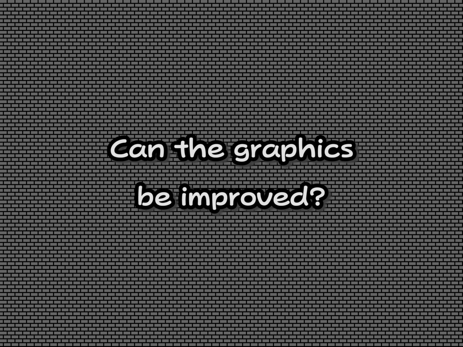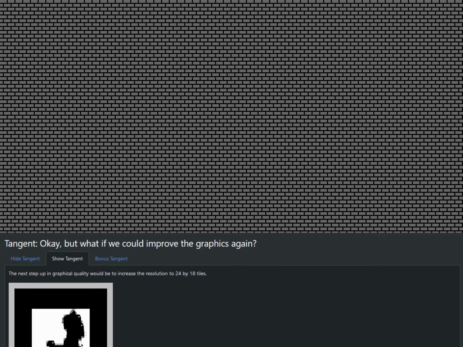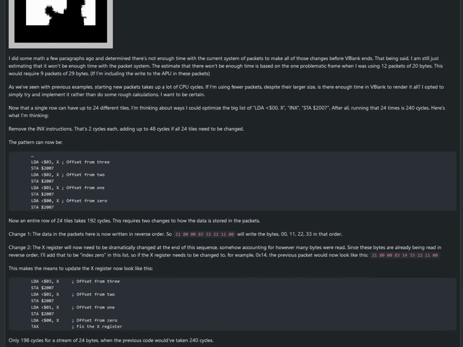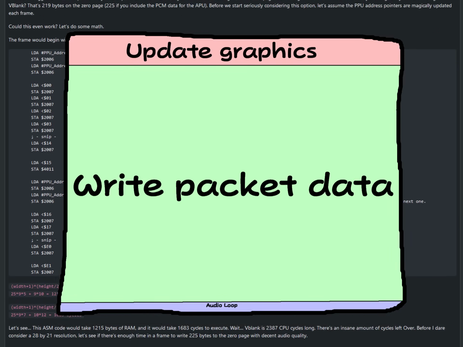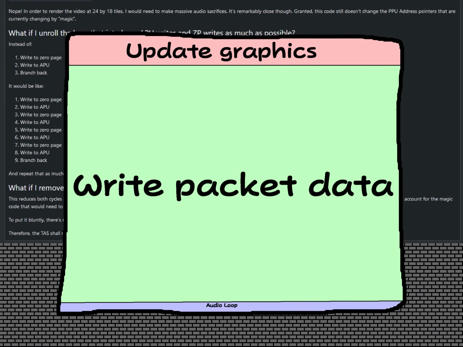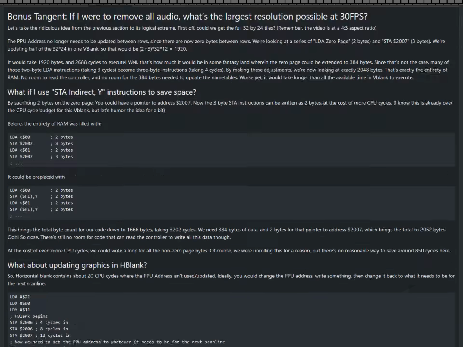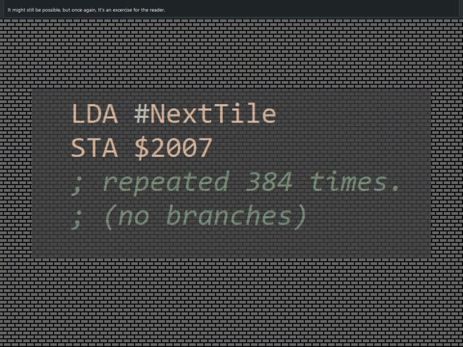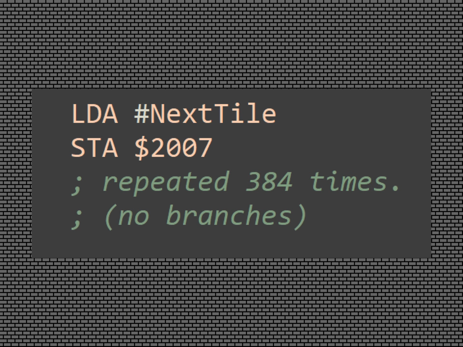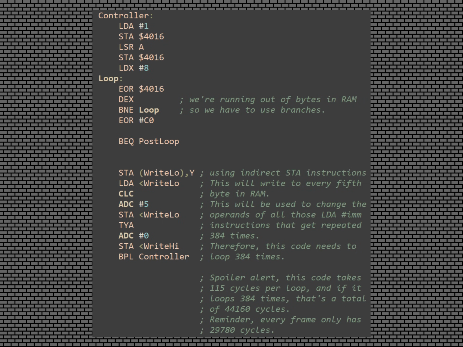Could this be rendered at a larger resolution? I spent a lot of effort looking for ways to increase the resolution, but taking even more time to draw the graphics means we're going to take a huge dip in the audio quality. As an experiment though, what if we remove the audio altogether? Could we play the video at a full 32 by 24 tiles? I also spent a ton of time on this one. In theory, this code could run entirely within VBlank, though it would take over 16,000 cycles more than the available cycles in a frame in order to write the data.